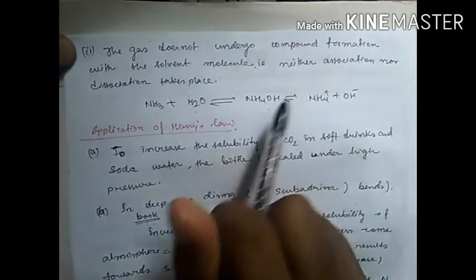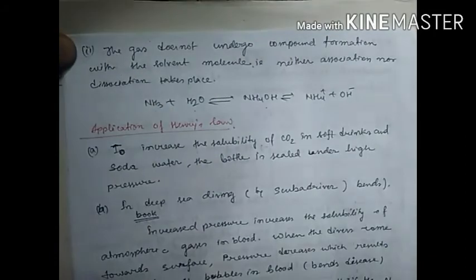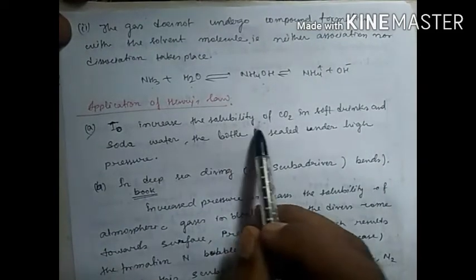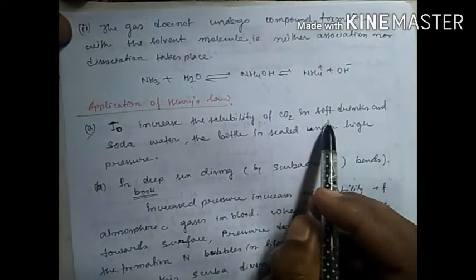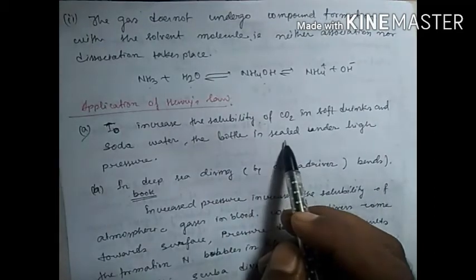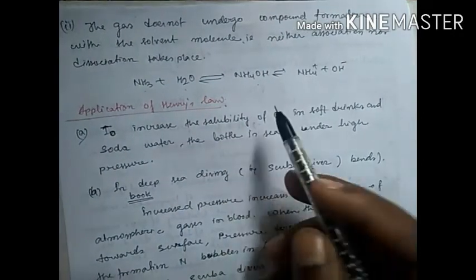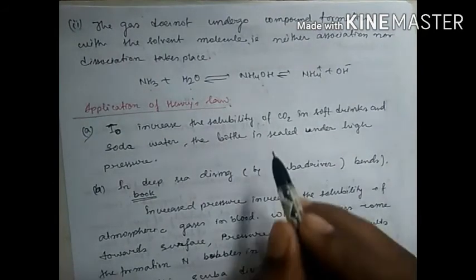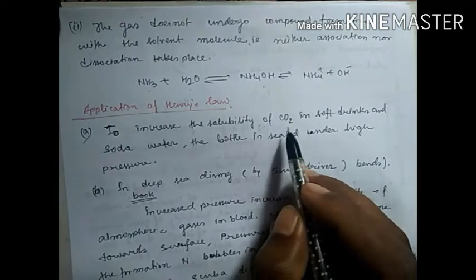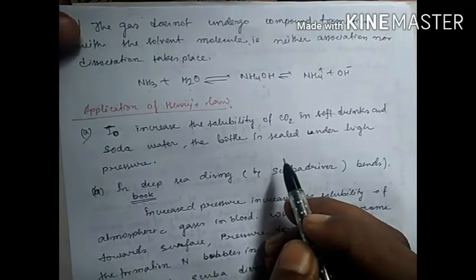Okay. Now what are the applications of Henry's law? One of the most important applications, the first one, is to increase the solubility of carbon dioxide in soft drinks, that means in cold drinks and soda water. The bottle is sealed under high pressure. This is the main reason why the bottle or container of soft drinks is tightly sealed, to dissolve the carbon dioxide into the soft drink.